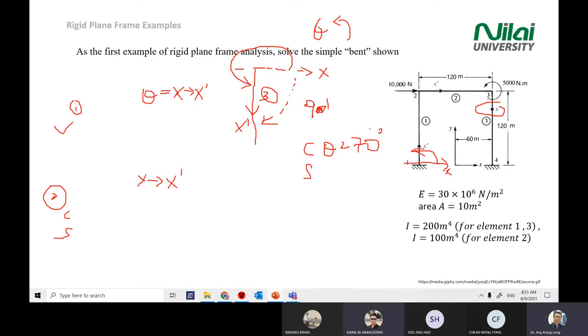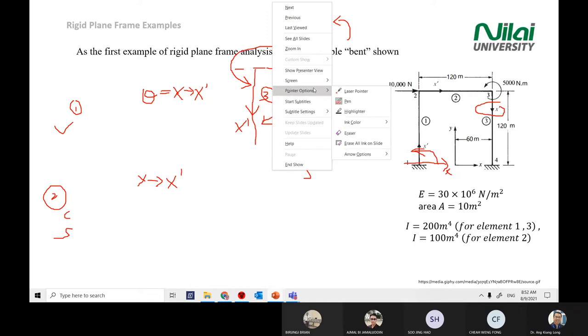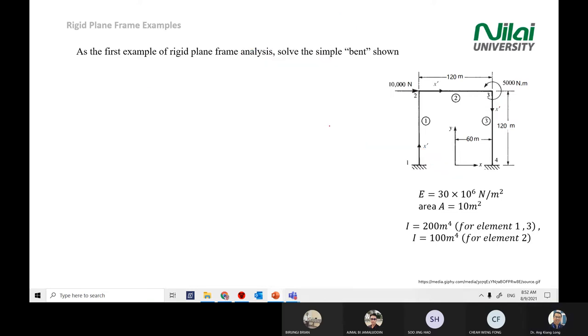Understand? Yes, sir. So that is what is important. And this is also one of the mistakes done by students in the exam. Brian, do you understand why this angle is 270 degree? Brian, are you there? Yes, sir. Do you understand the angle for element 3 is 270 degree? No, sir. 270 is where? I don't understand. Okay.